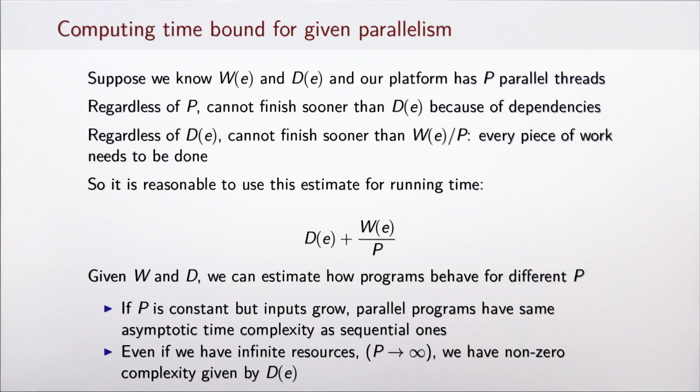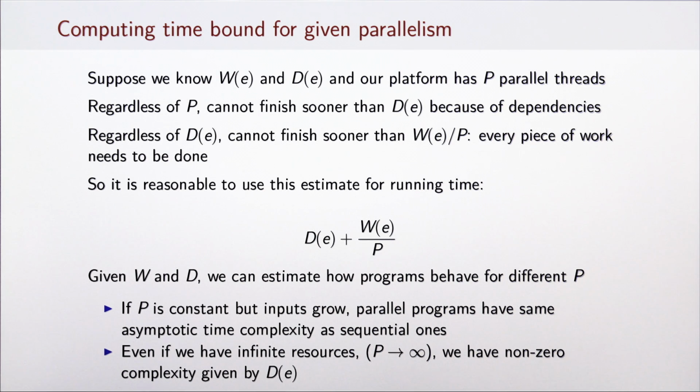Now that we have seen how to compute work and depth, let's see how we might use this information to obtain some reasonable estimates for the running time of programs on a concrete platform that has P parallel threads. Now observe that no matter how large P is, we cannot finish sooner than depth of E. In fact, we have defined depth of E to be the amount of work if we had an infinite amount of parallelism.